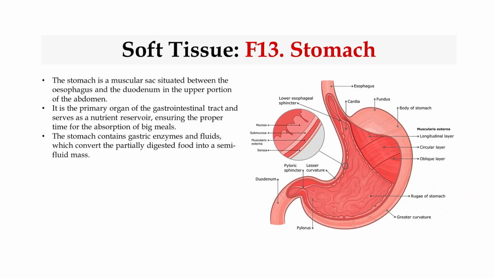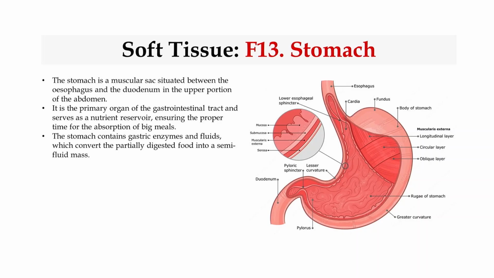Next is the stomach. So we are slowly going down as we move towards the bottom of our body. This is almost the middle. We are still in the middle segment. The stomach is a muscular sac situated between the esophagus, which concludes into the stomach, and the duodenum, in the upper portion of the abdomen, right? The duodenum is the bottom part of the stomach, and then you have the top part, which is the esophagus. So these are two connections, right?